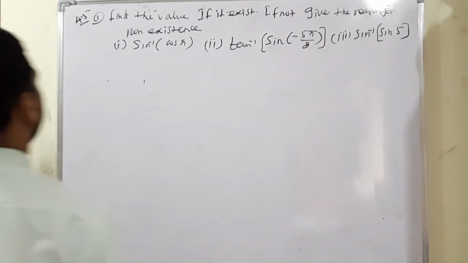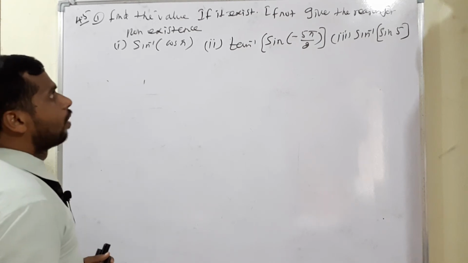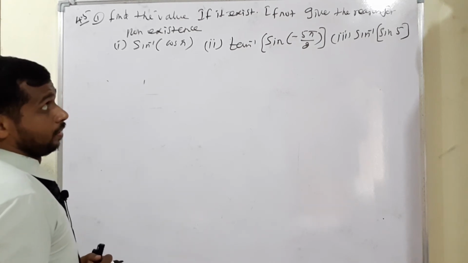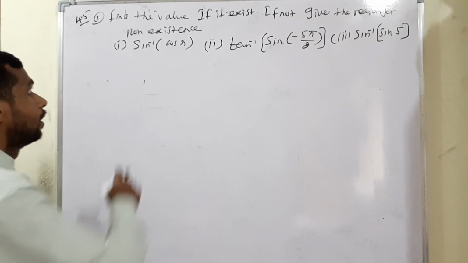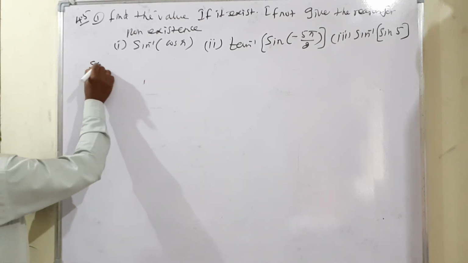Moving to exercise 4.5, question number 1. Find the value of each expression if it exists. If not, give the reason for non-existence. Okay, one by one we can discuss the solution.